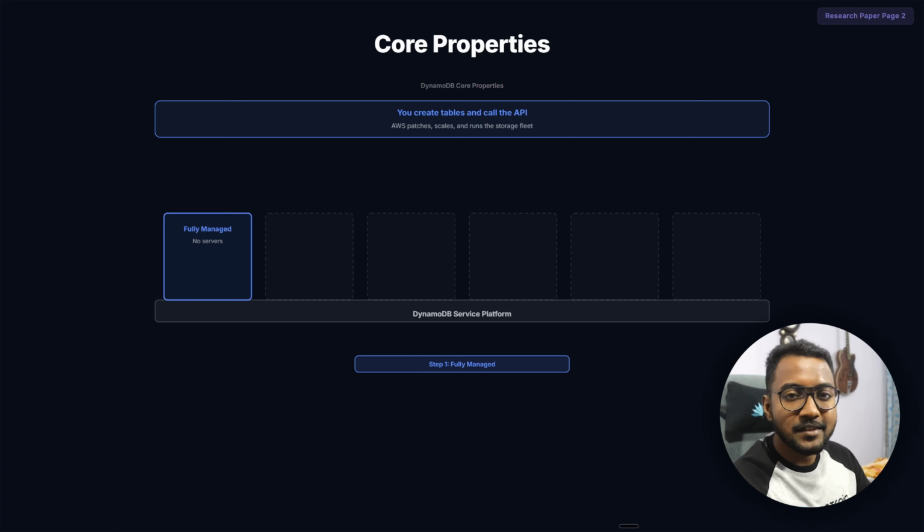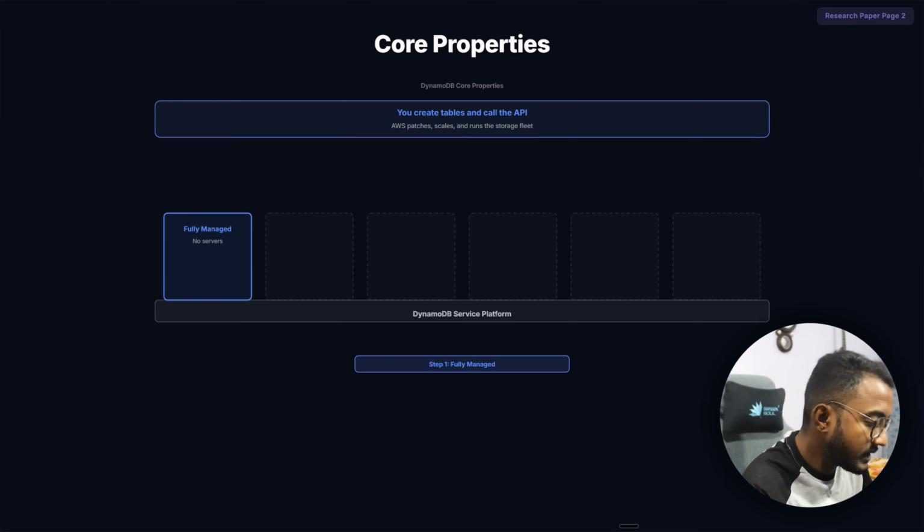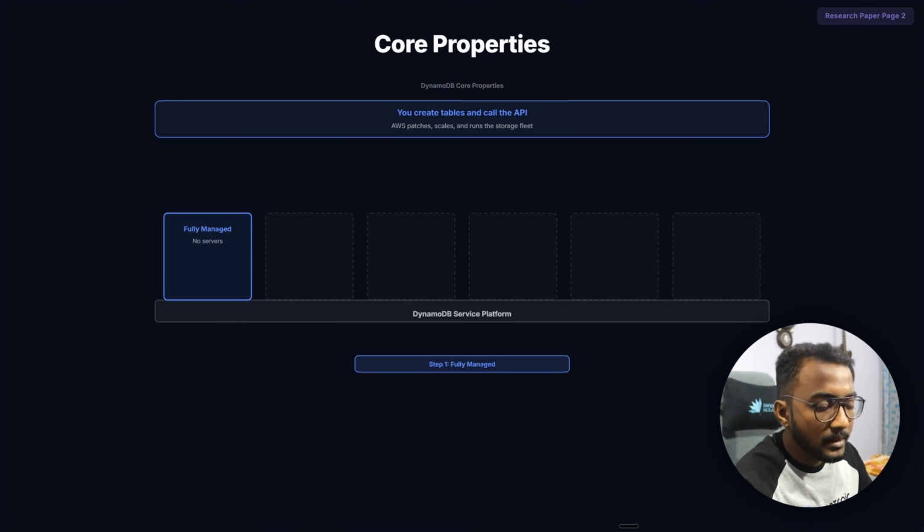Let's talk about the 6 core properties of DynamoDB, which help us understand the system in a better way. So the first core property is fully managed. What do you mean by fully managed? DynamoDB is designed so that whatever team at my company, the SRE, is not responsible for running the database fleet. Everything will be managed by AWS itself.